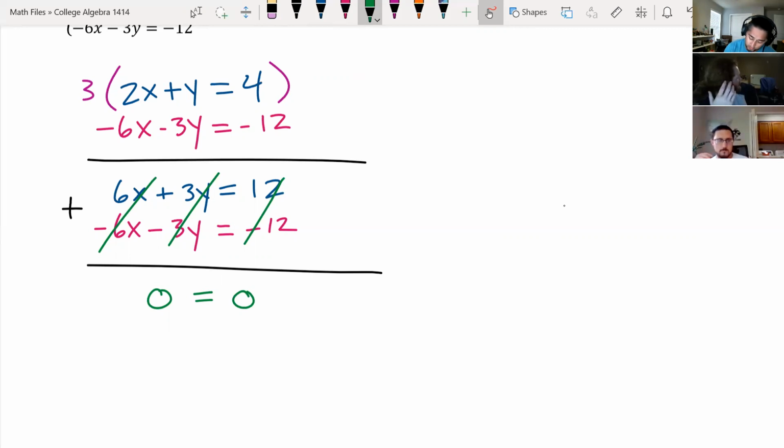So since that's a true statement, this is a consistent system. And this means that you'll have infinitely many solutions.